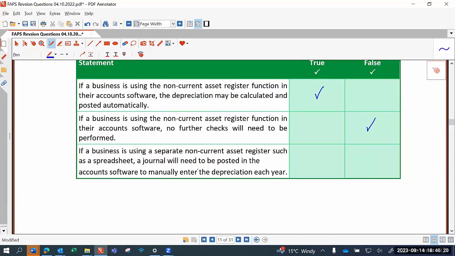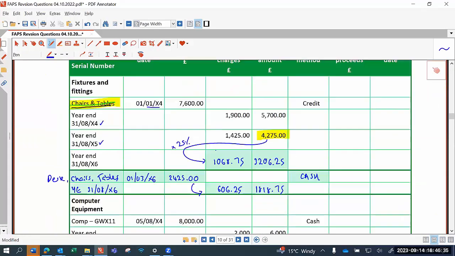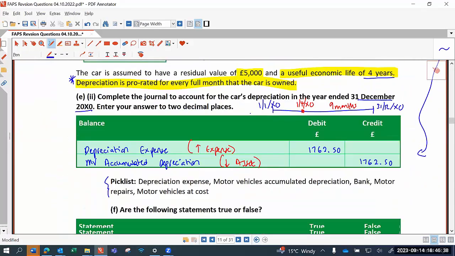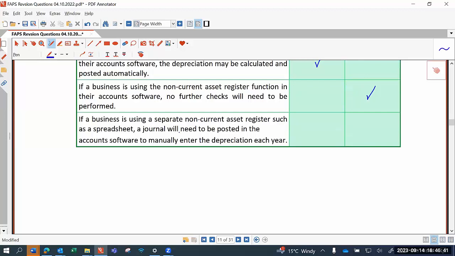And then finally, if a business is using a separate non-current asset register, such as a spreadsheet, so if this was a spreadsheet rather than part of an integrated package, a journal will need to be posted in the account software to manually enter the depreciation charge. What do you think about that one? If you've got a separate spreadsheet, do you think you have to do a journal to put your depreciation in? You do, don't you? It's only the automatic software package that would do it for you. If you are just dealing with a manual spreadsheet, you would have to post the depreciation yourself. Excellent. There we have it.